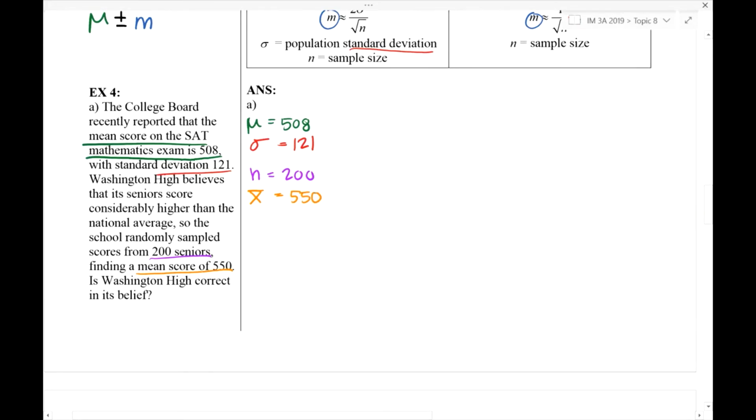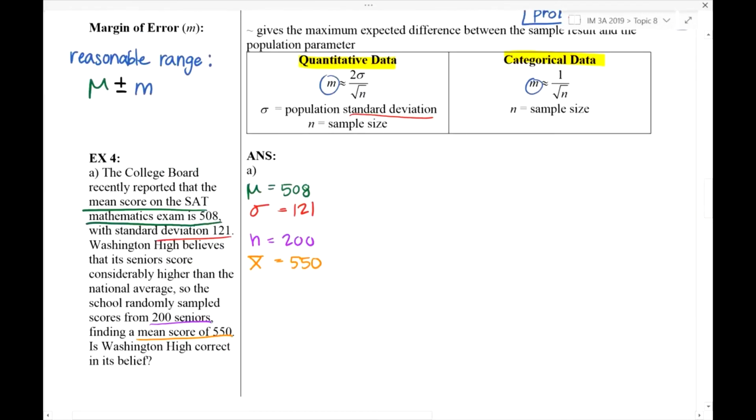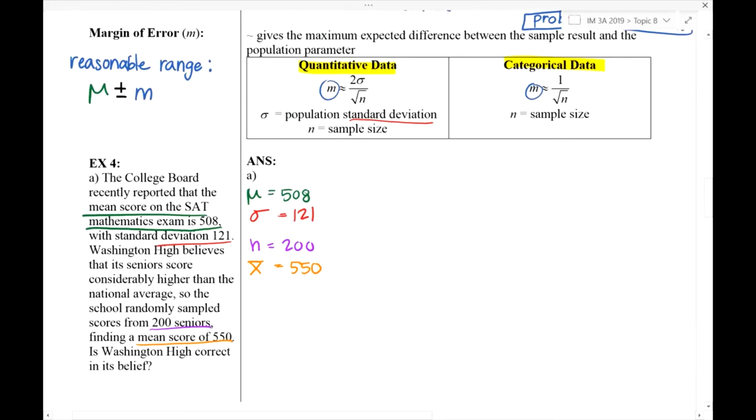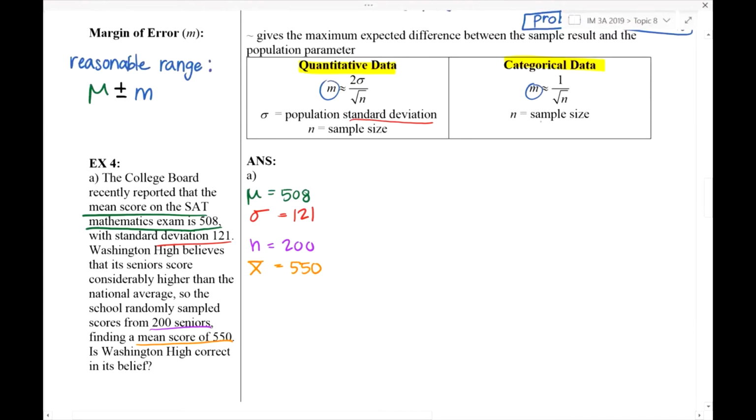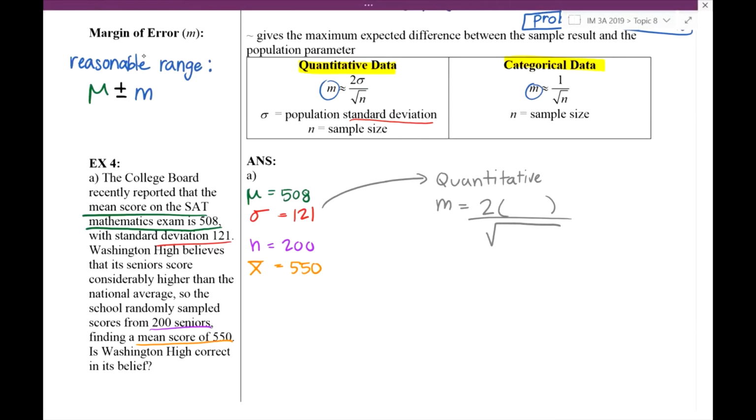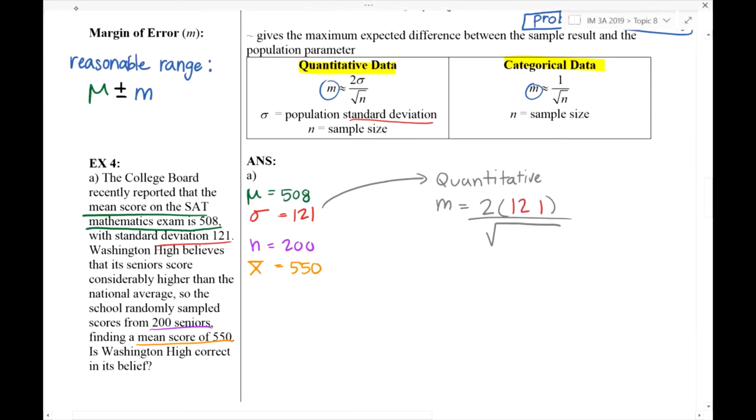And so what we're doing is we're going to find this reasonable range by calculating the margin of error. I talked about already that if standard deviation is included in the problem, then you're going to use the formula with standard deviation in it. If it doesn't say anything about standard deviation, that means that you have categorical data, and you're going to use the formula for that margin of error. Since I have a standard deviation, that tells me that I have quantitative data. But I can think about that as if I'm finding a score, right? A score is numerical. So the margin of error is equal to 2 times the standard deviation divided by the square root of the sample size. So 2 times 121 divided by the square root of 200.